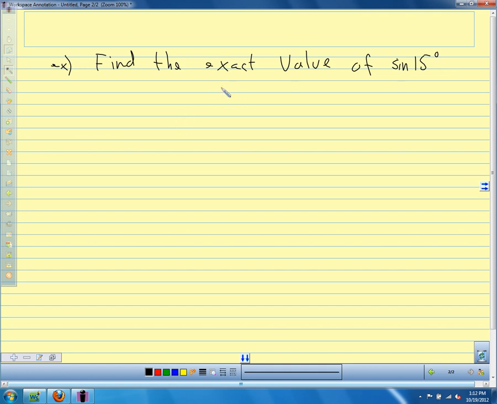Now, these words, exact value, that's a hint. When we say exact value, we don't mean put it in your calculator and tell us what your calculator says. Exact value is a hint that you're going to be using your unit circle. So exact value means somehow we're using our unit circle. That's where the exact values that we know come from.